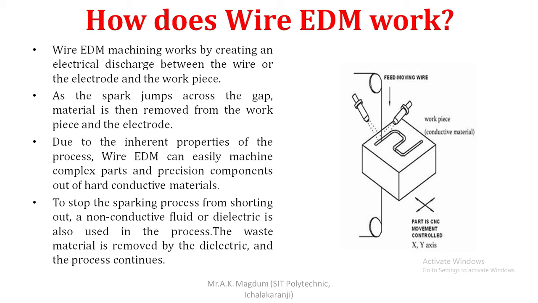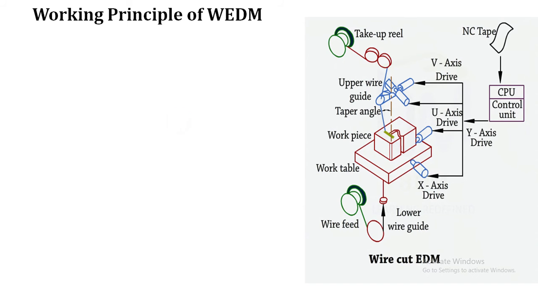Next, to stop the sparking process from shorting out, a non-conductive fluid or dielectric is also used in the process. The waste material is removed by the dielectric and the process continues. Means what? After carrying out the machining, whatever small particles are removed from the workpiece itself should be easily removed by the dielectric fluid with the help of flushing of dielectric fluid over that particular region. So this is how wire EDM works.